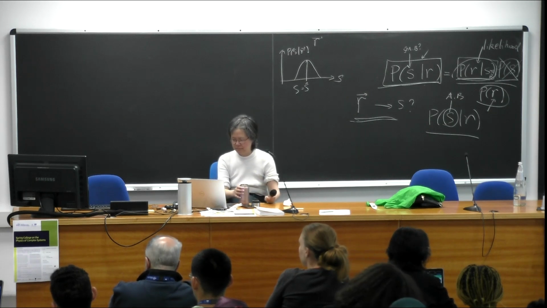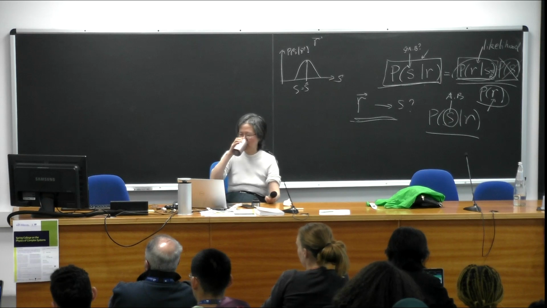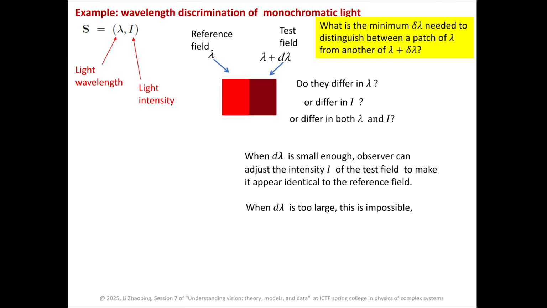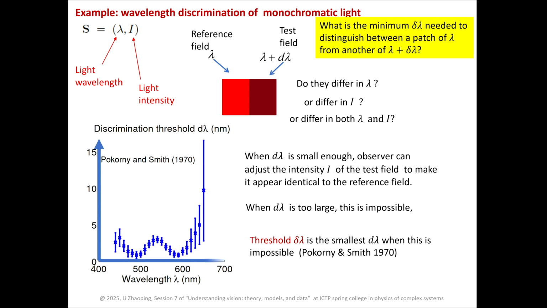However, when dλ is too large, this is impossible. No matter how one adjusts the intensity, the two patches appear different from each other. Threshold Δλ is the smallest dλ when this impossibility occurs. This is how this threshold depends on the wavelength λ. Let's understand this non-trivial data by maximum likelihood decoding.